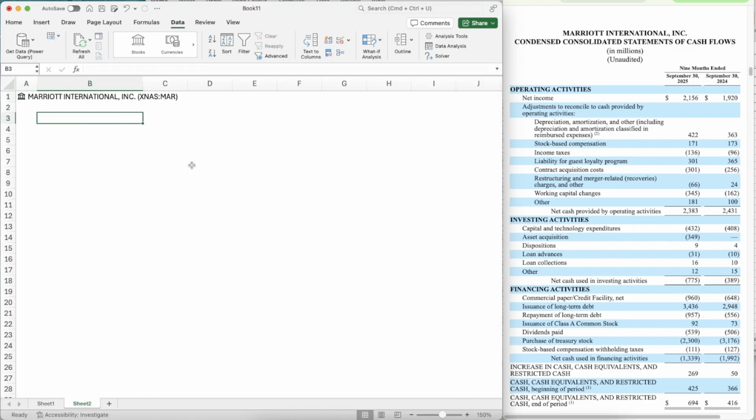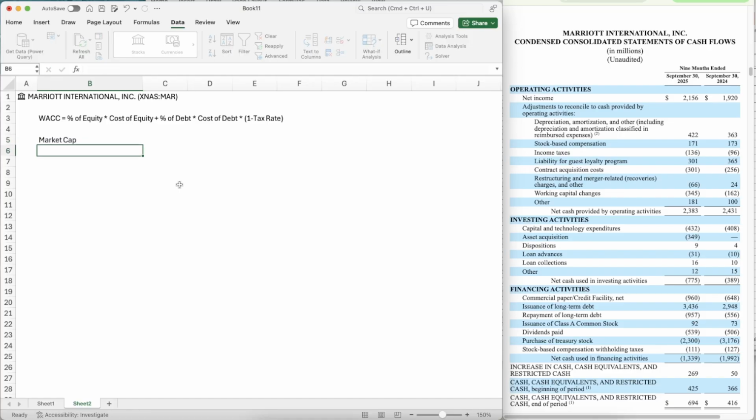So we want to calculate the WACC, the weighted average cost of capital. And what this is, it's the percentage of equity multiplied by the cost of equity plus the percentage of debt multiplied by the cost of debt multiplied by 1 minus the tax rate. And to get all of these, we need several different line items.